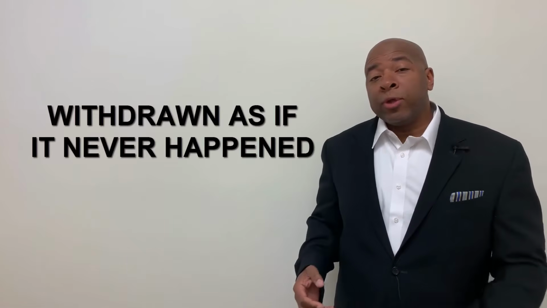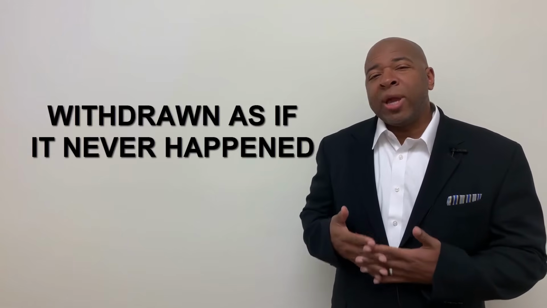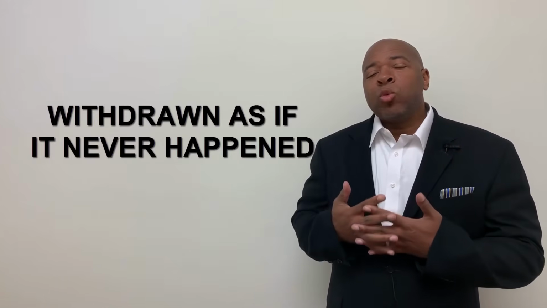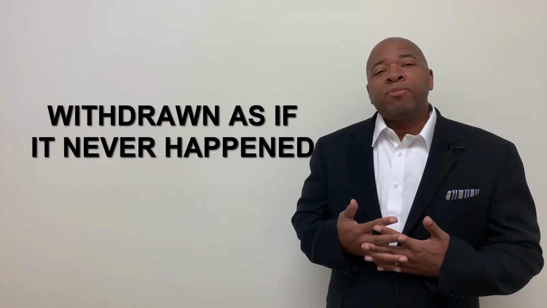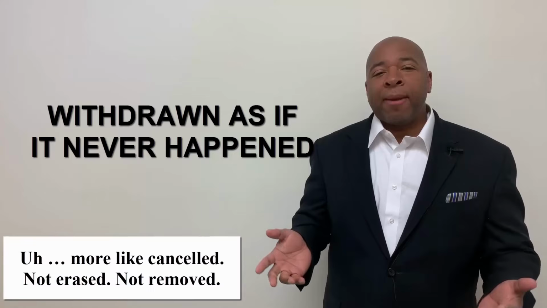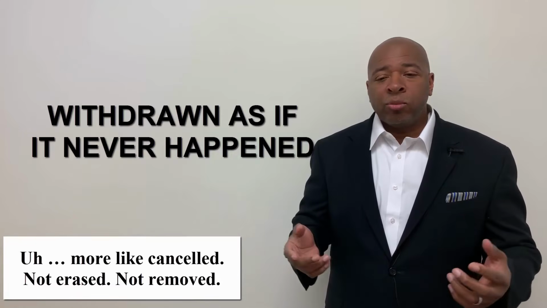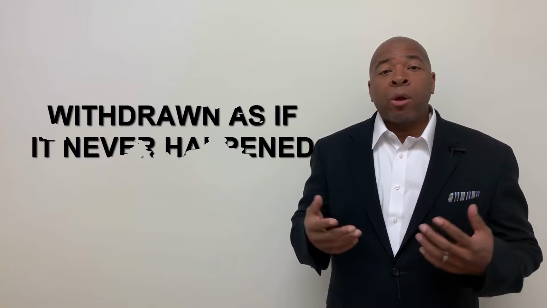But a withdrawal of the lien is really the best way for it to be removed, because when a lien is withdrawn, it's basically treated like it never happened. It's just erased, it's removed, records of it are removed. And that is the best case scenario.